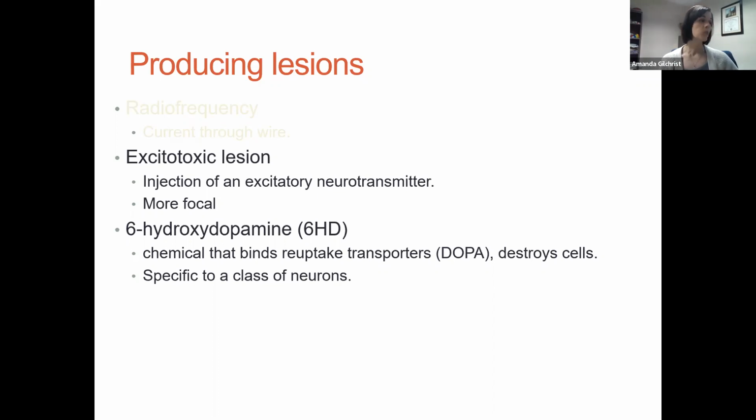So the reuptake transporters for dopamine and norepinephrine, ultimately, when they see 6-hydroxydopamine, they're not going to be able to tell the difference between 6-HD and dopamine and norepinephrine. So 6-HD is going to bind to those receptors and those reuptake transporters. And then 6-HD is going to be taken back into the cell, and there it's going to produce free radicals, which damage the neurons. So this is just one example, but there are other types of drugs out there that are specific to different types of neurons.